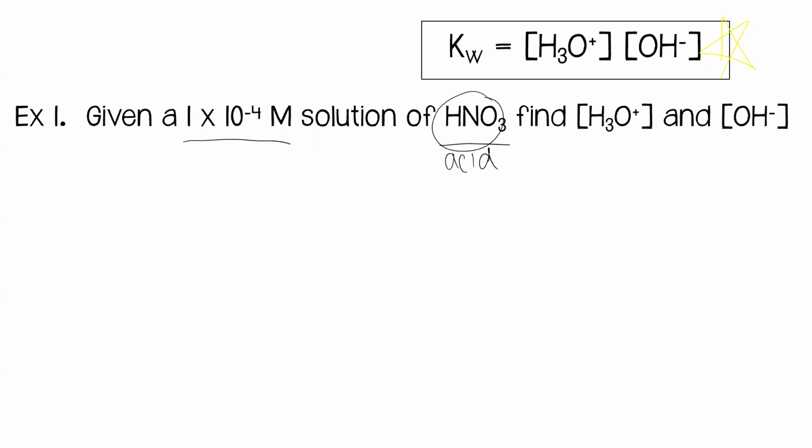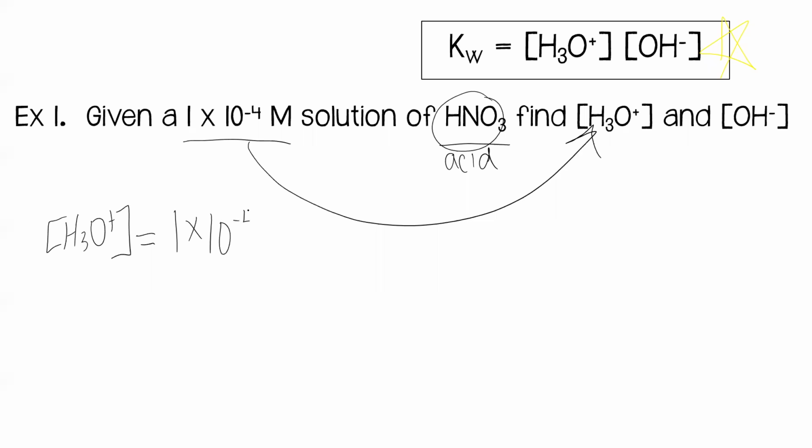Okay, so here's the cool thing about these problems. If this is an acid, its concentration, represented by M, is actually equivalent to the hydronium ion concentration. So H3O plus is equal to the concentration because it's an acid. Okay, we just have to find the hydroxide concentration.